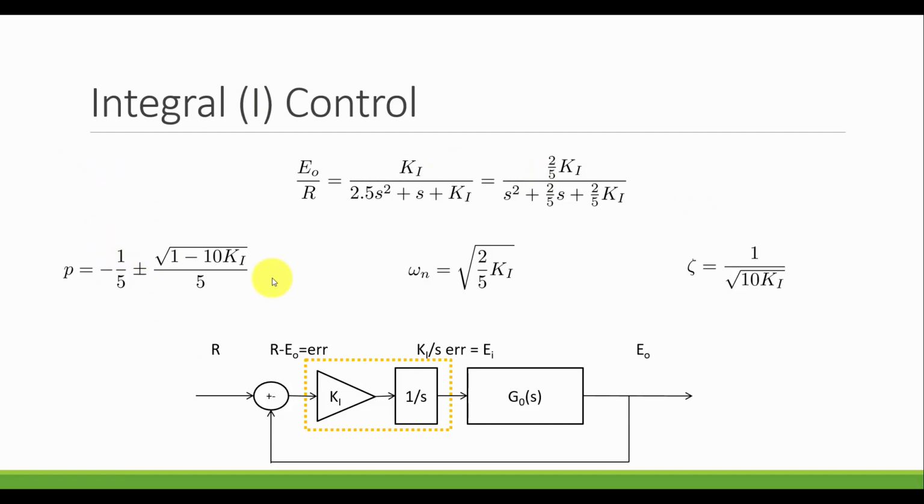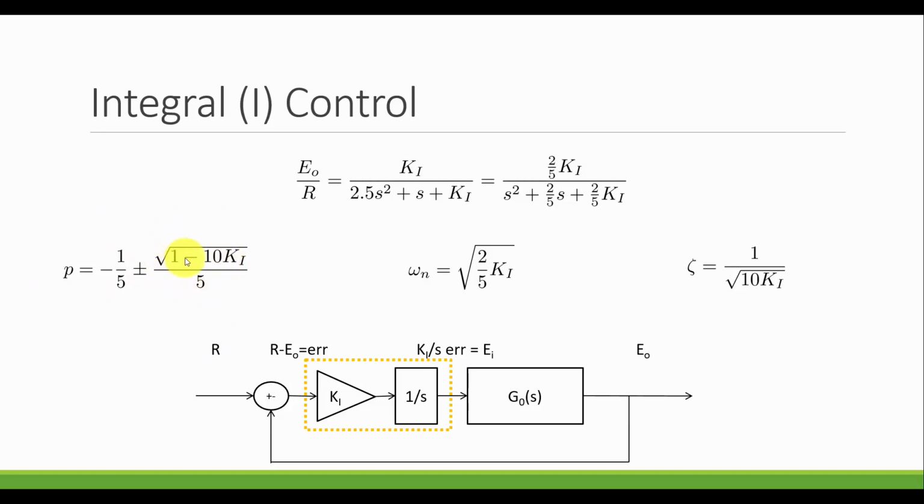What we generally want when we're working with controllers is for our closed loop transfer function to be underdamped. There might be times we want an overdamped or a critically damped system, but most of our analysis will revolve around having underdamped systems. So let's assume right now we're choosing a Ki such that we're going to have an underdamped system.